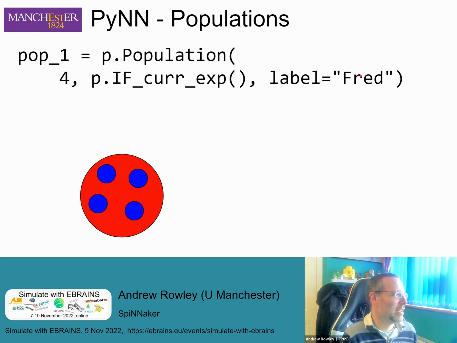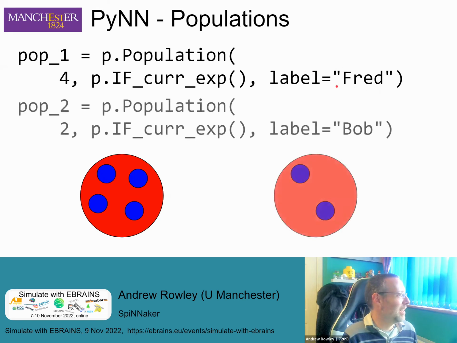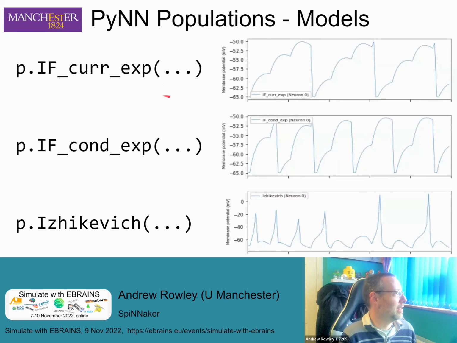But the idea here is that certain Spinnaker output will use those labels to tell you what's going on. So it can be useful to use reasonable labels for your populations here. I just called this one Fred because it doesn't actually matter. And here's the second population, called Bob for no apparent reason. This one has 2 neurons in it. So the populations kind of look like this. They're sort of a blob with lots of neurons in them. And I'll show you some more detail of that later.